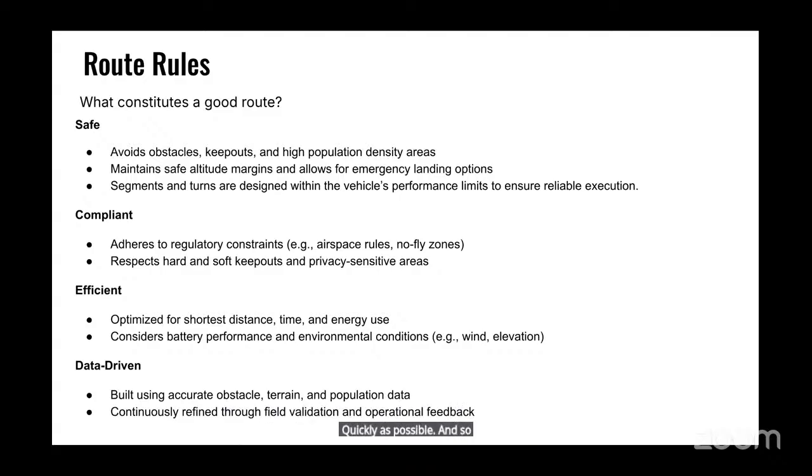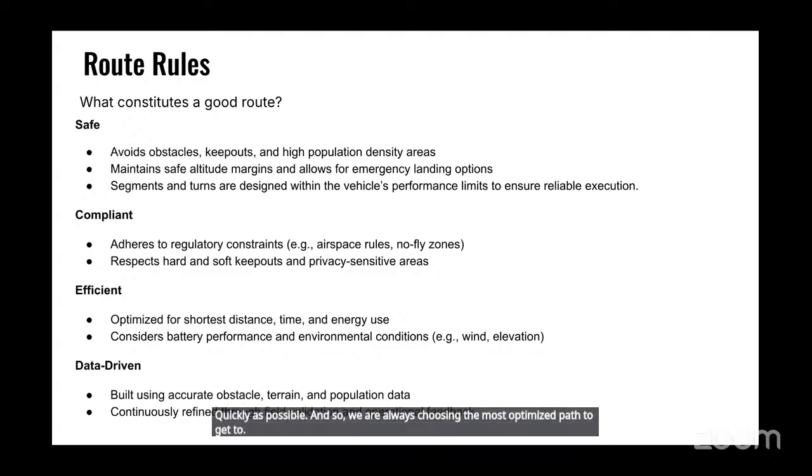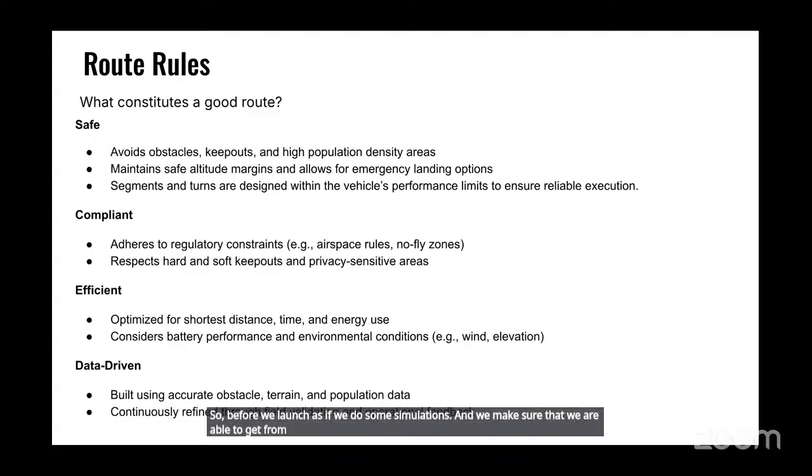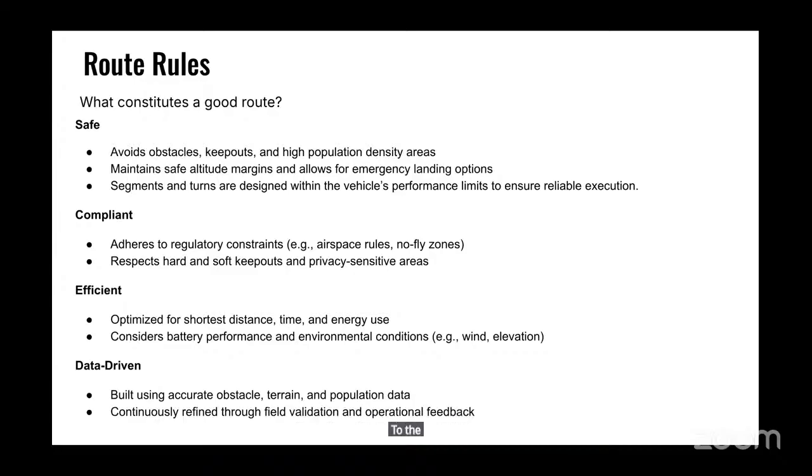And so we are always choosing the most optimized path to get to the destination. And then we are thinking about the battery too. So before we launch, we do some simulations and we make sure that we are able to get from the distribution center to the health facility and then back. And once that simulation passes is when we say that, okay, this route in terms of energy optimization is good and we are allowed to fly it.